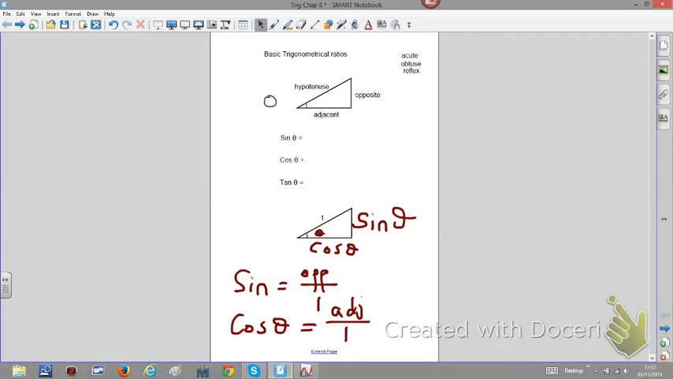And we know that tan is equal to the opposite divided by the adjacent. So we've got another relationship for tan, which must be sine divided by cos of theta. So tan theta is sine theta over cos theta.